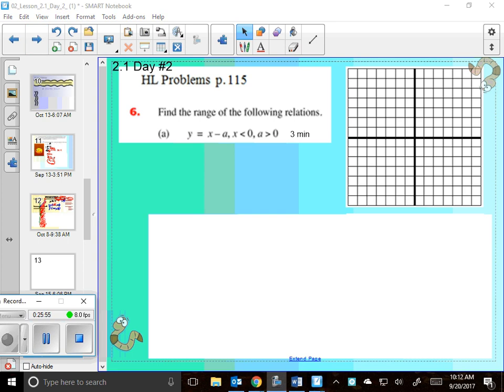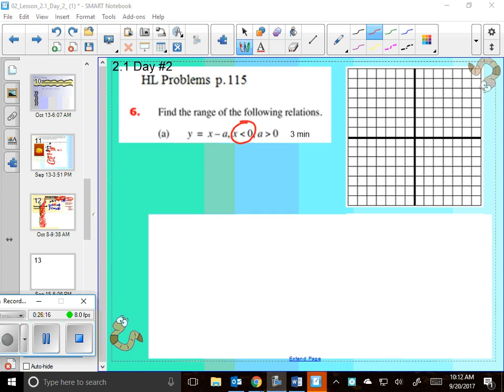Okay, so we're starting on the homework here, and it says, ooh, this looks a lot like the one we just did together, doesn't it? Isn't it identical to the one we just did together? Is it or not? Oh, it's got one tiny little change. What's different about it? X has to be less than 0.